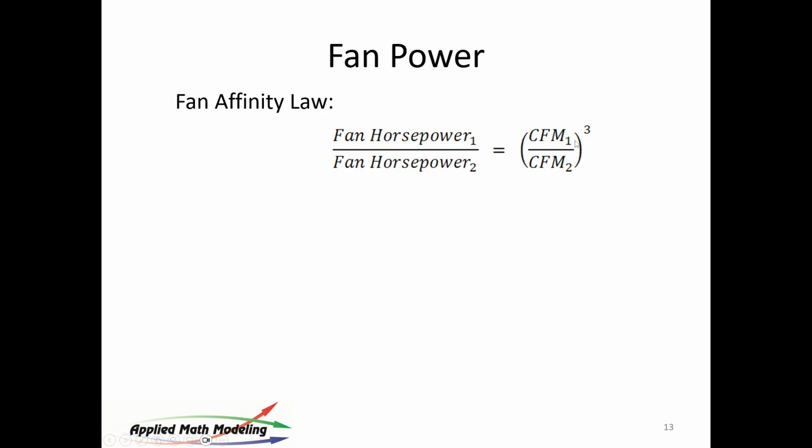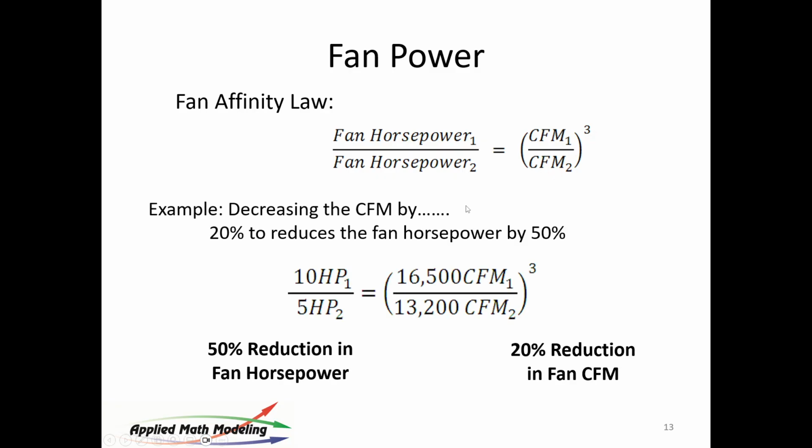The differential in power to a fan is cubed in terms of energy consumption. So if you decrease the flow by just 20%, it's going to reduce the horsepower by 50% because the relationship is cubic. This is true for pumps, this is true for fans. So if you want to reduce your energy consumption, slow your fans down.